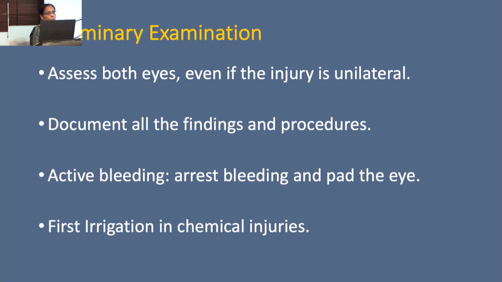So the preliminary examination, even before you take the history, is the first thing when he comes to casualty. It is something like triaging. You need to know if you want to go into that emergency condition, if you need to do anything. So you have to assess both eyes, even if the eye injury is unilateral, and document it. And prevent the active bleeding there. Again, prevent, it is just try to stop it, but don't apply too much pressure, don't do much manipulation. And of course, chemical injuries, you have to first irrigate before you do anything else. So this is the preliminary part.